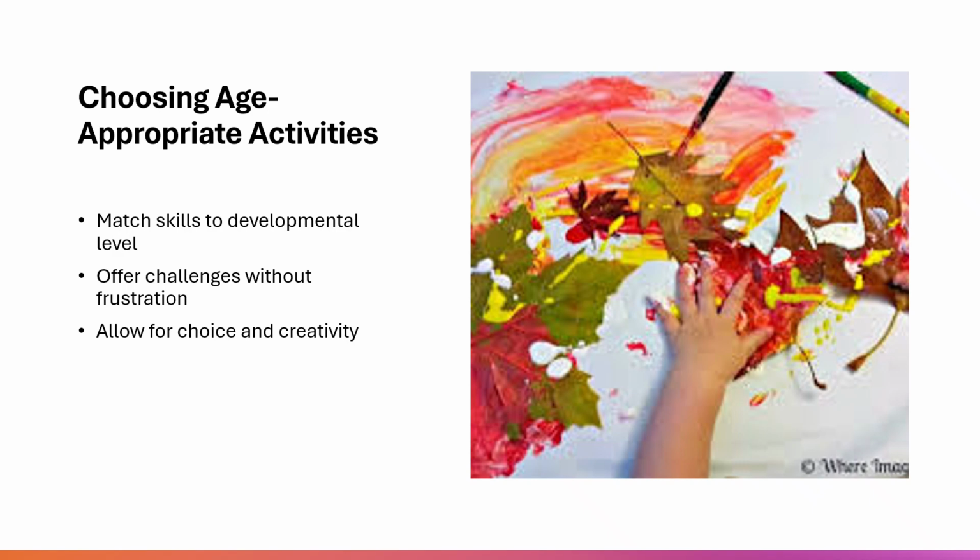When planning activities, it is crucial to match them to the children's developmental levels. Activities should challenge children without frustrating them. For example, 3-year-olds may enjoy sorting and counting, while 5-year-olds might be ready for simple addition and story retelling. Providing children with opportunities to make choices fosters a sense of ownership and engagement.